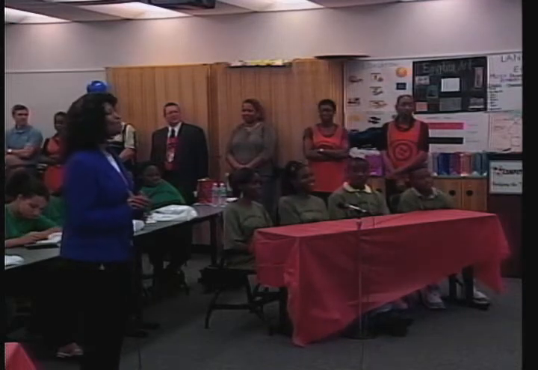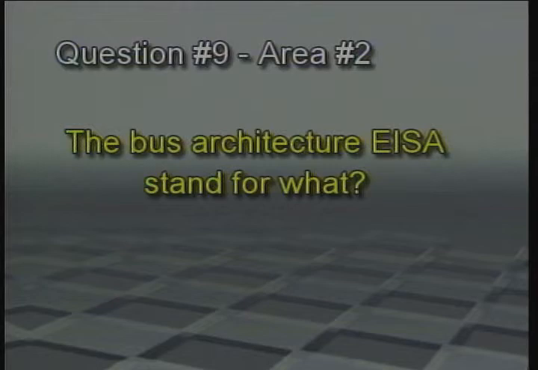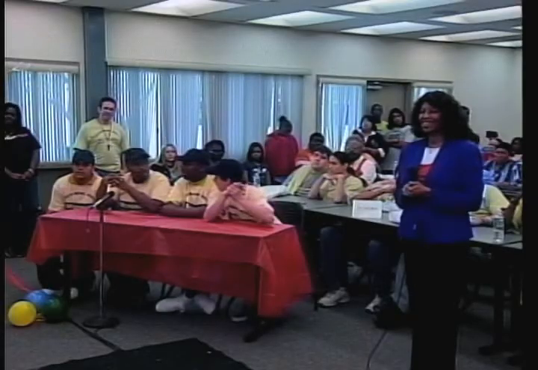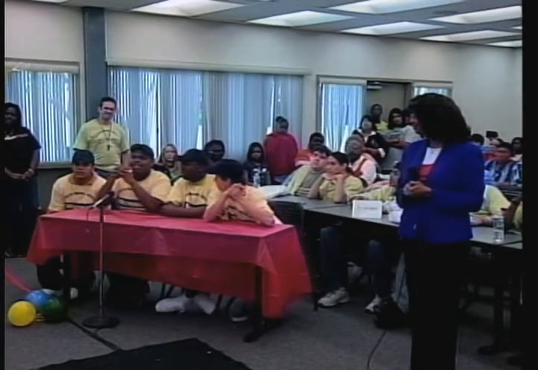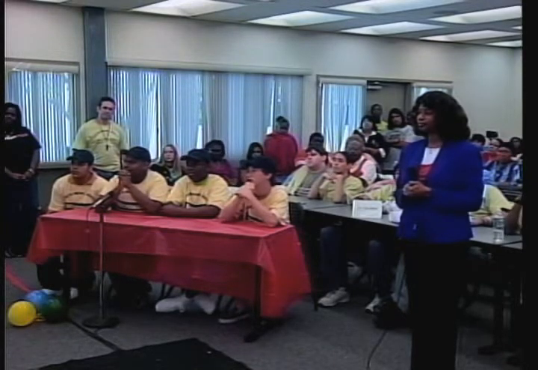Question number 9, back over to Microsoft. The bus architecture, EISA, stands for A, expanded industrial software applications, B, engineered input with statistical analysis, C, extended industry standard architecture, or D, extended interface for Microsoft or for software applications. C, extended industry standard architecture. Correct.